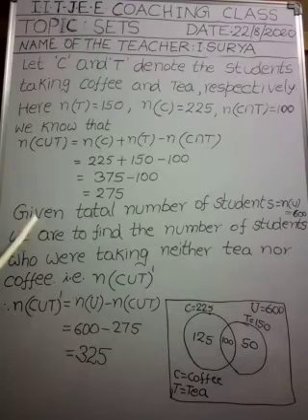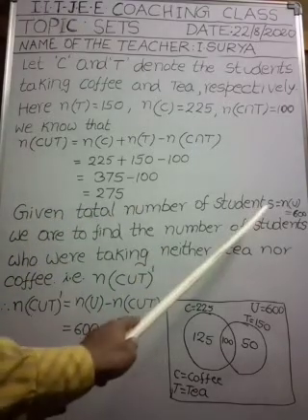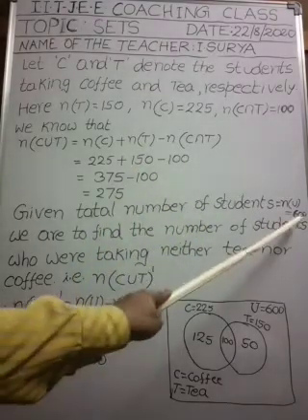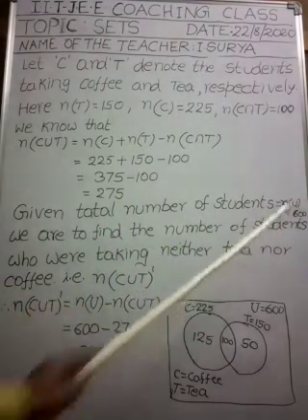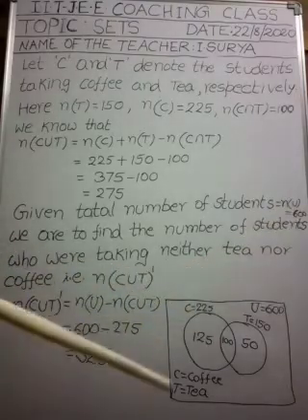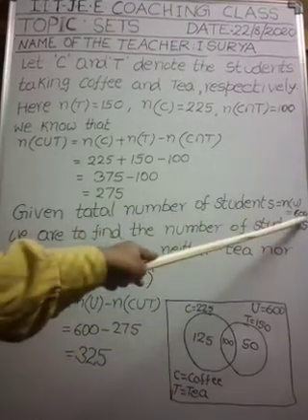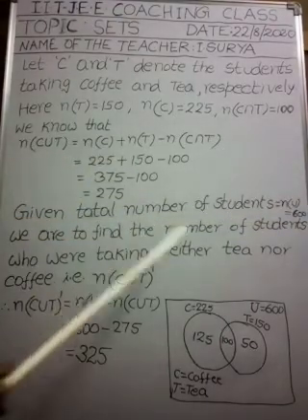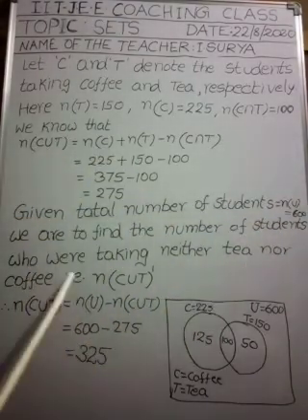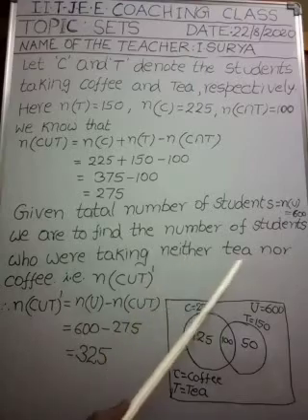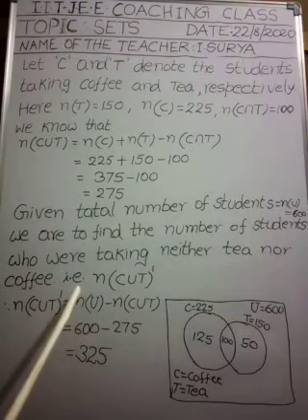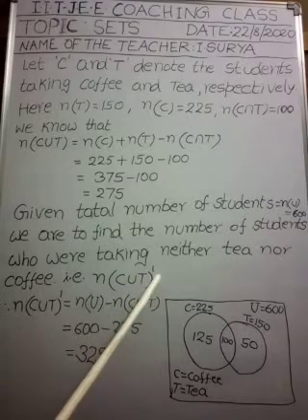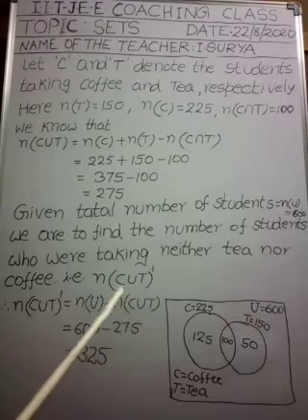In the given question, total number of students. How many students are there in the class? 600. So, n of universal set is 600. Okay, my children. Right. We have to find the number of students who were taking neither tea nor coffee. That is, we have to find n of (C union T) whole dash. Understood this point, my children?